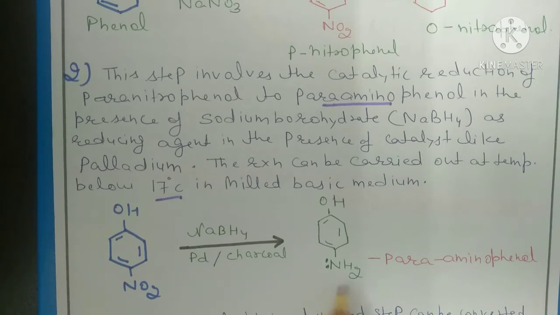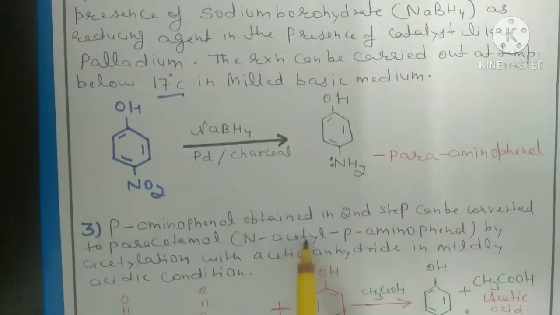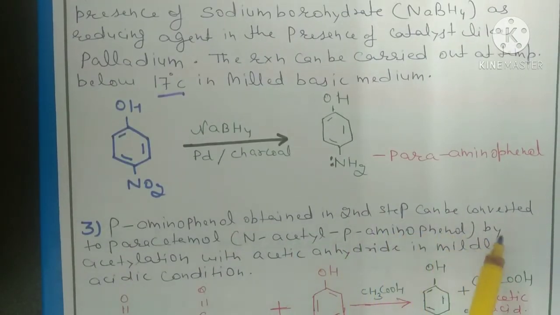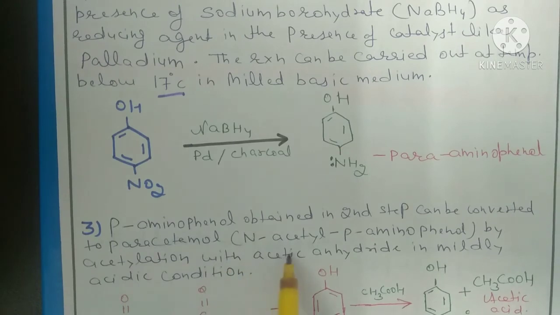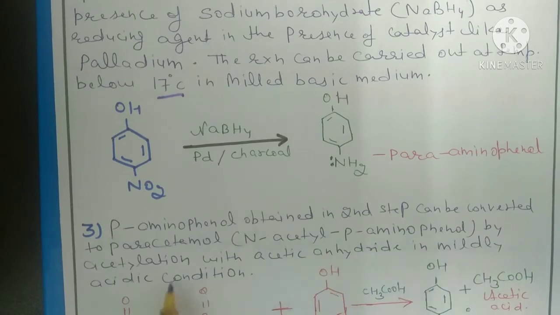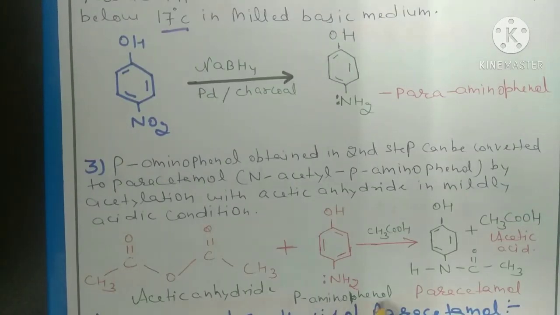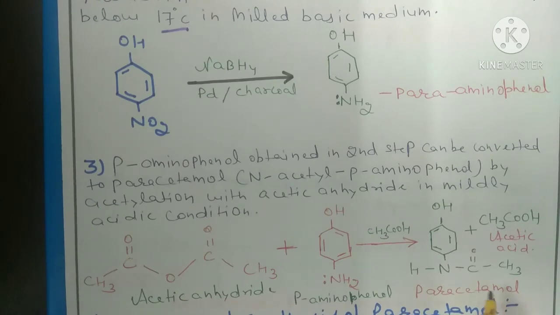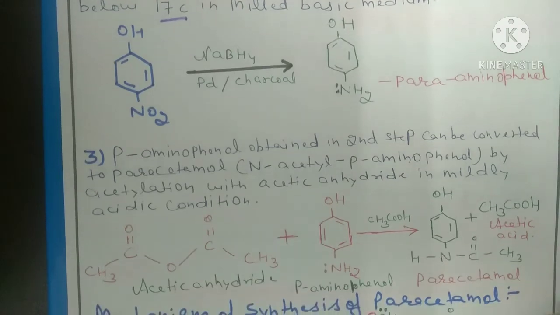Now this paranitrophenol in the presence of sodium borohydride and palladium converts into para-aminophenol. Here is this amine group in the para position. Now this para-aminophenol obtained in the second step can be converted to paracetamol by acetylation with acetic anhydride in mildly acidic conditions. Now this para-aminophenol in the presence of acetic anhydride converts into paracetamol in the presence of acid, that is acetic acid, and here paracetamol and acetic acid will form. Okay, so this is the synthesis.